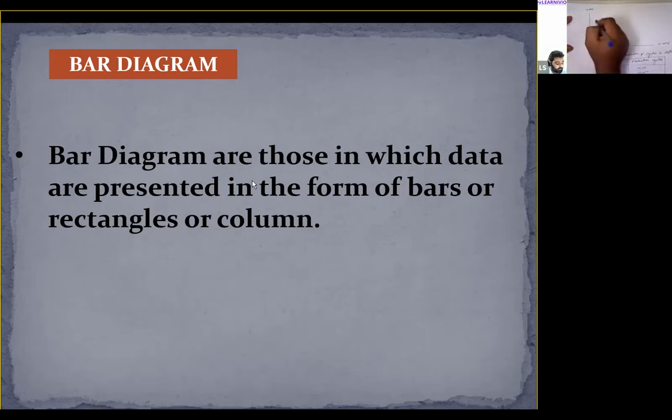This indicates that in the year 2017, we have produced 50,000 cycles. All right, this particular rectangular column is called a bar, or you can also call it rectangular columns. So what are bar diagrams? Bar diagrams are diagrams wherein data are presented in the form of rectangular columns.